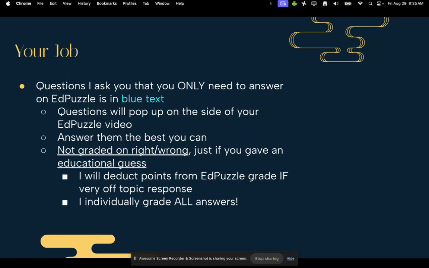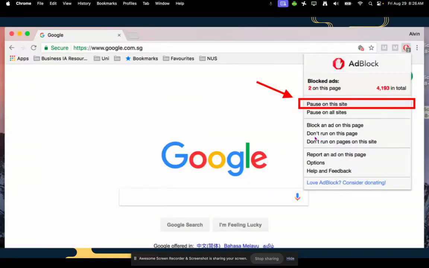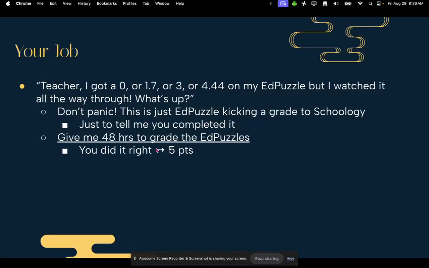Now, if you give me an answer that's super off topic, or you don't answer at all, that's where I deduct points from the Edpuzzle. Just remember, I do individually grade all of your Edpuzzle answers. And again, if you're not getting the questions that pop up to the side, make sure that you turn off your ad blocker for Edpuzzle.